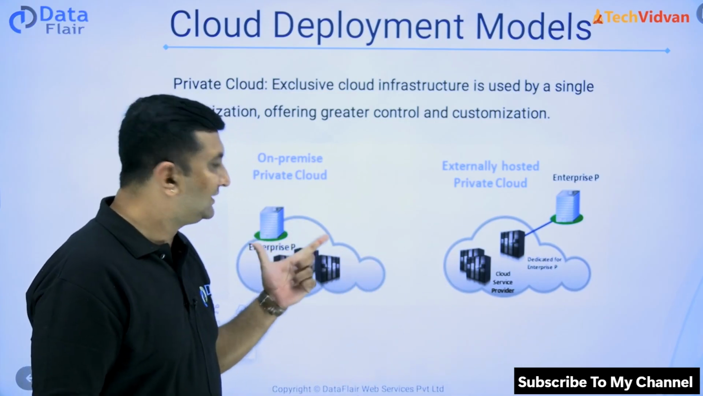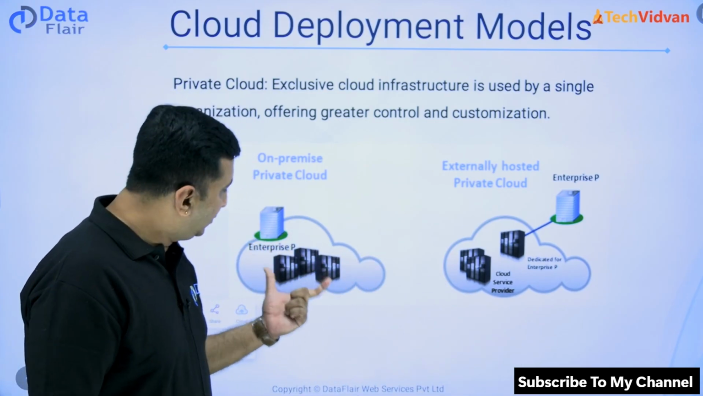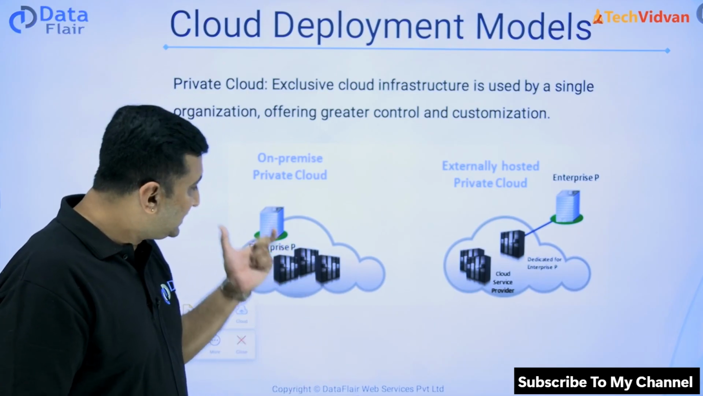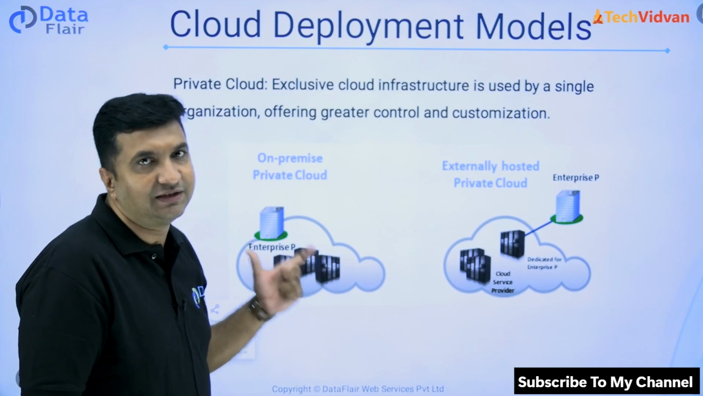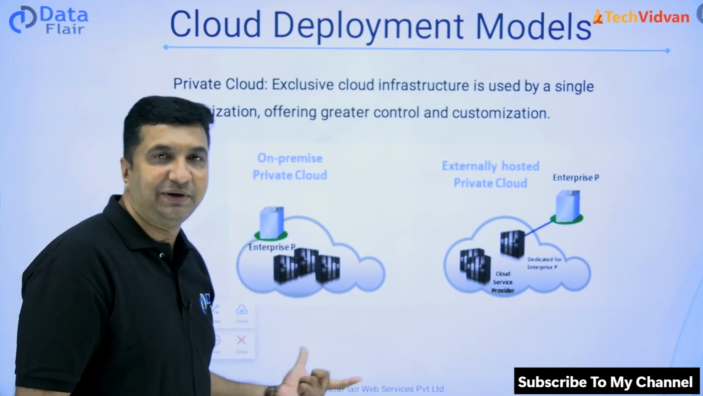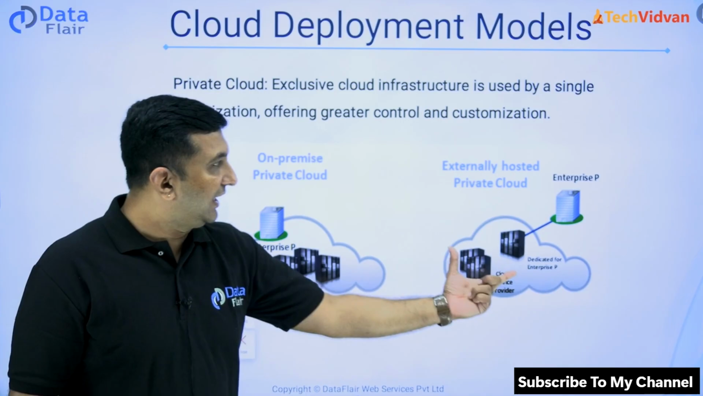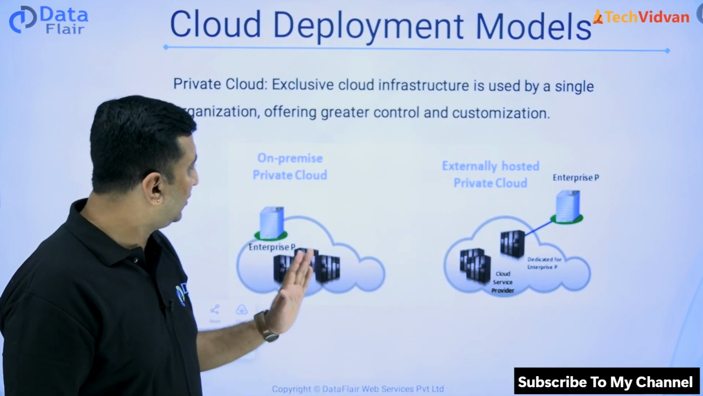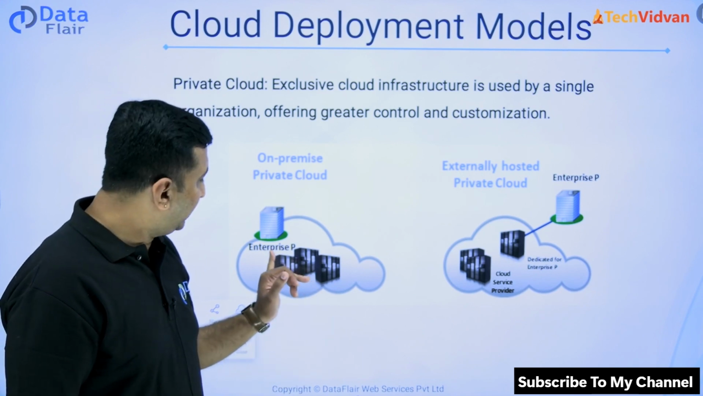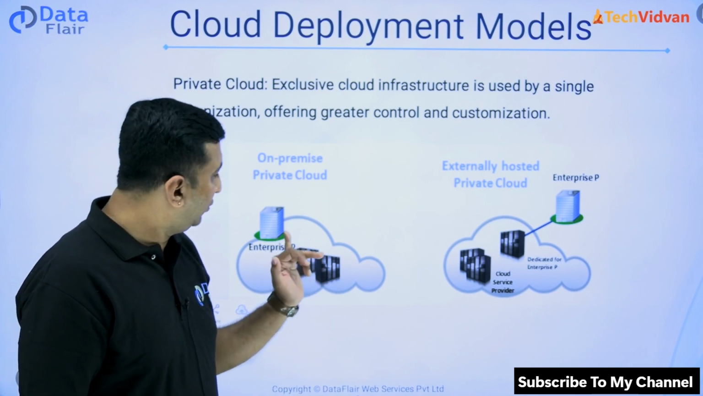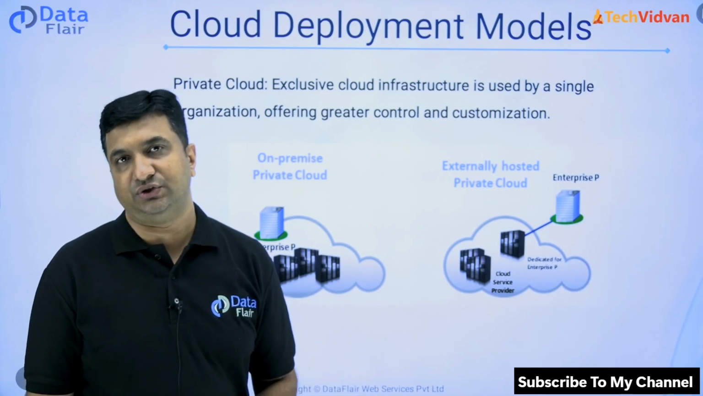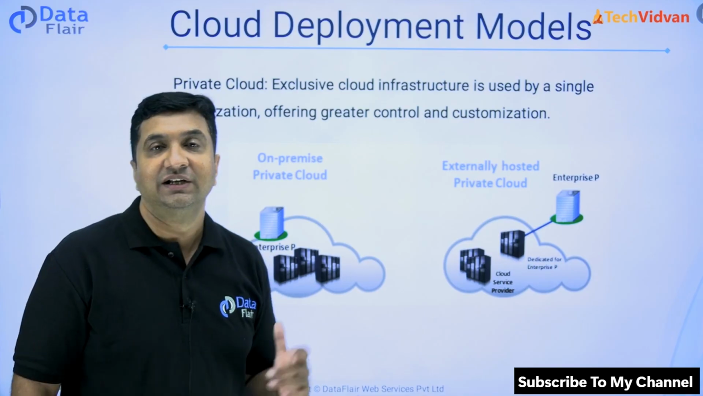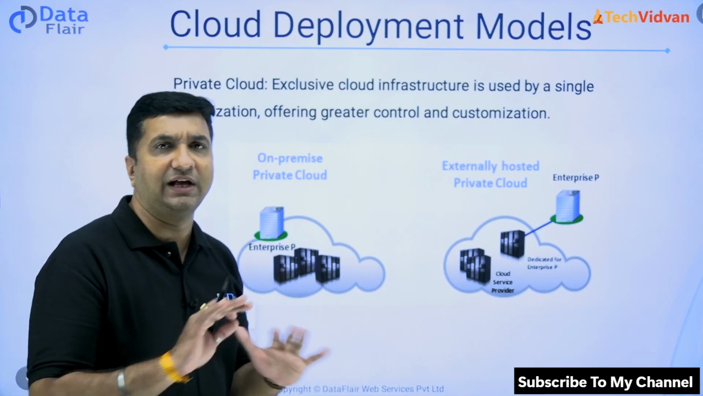When you talk about on-premises private cloud, that means you have your own infrastructure. This infrastructure is part of enterprise P, right? And you can see that here we have externally hosted cloud. One thing you should notice in on-premises cloud is that enterprise P has whole ownership of this infrastructure. That means enterprise P has to maintain everything inside this infrastructure, whatever it has to do.